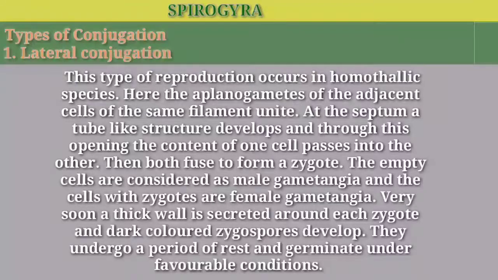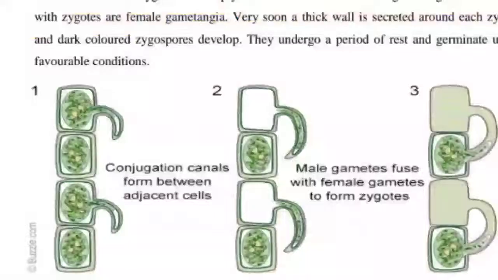The empty cells are considered as male gametangia and the cells with zygotes are female gametangia. Very soon a thick wall is secreted around each zygote and dark-colored zygospores develop. They undergo a period of rest and germinate under favorable conditions.